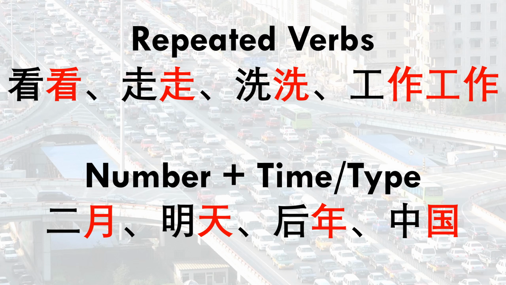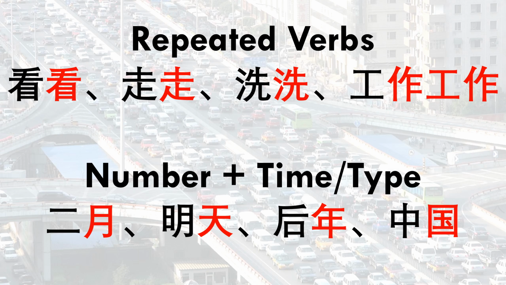So now let's look at repeated verbs. This is a grammatical construction in Chinese where if you repeat a verb, it means like you're doing it for a while. 看看, for instance, that's the first one. To read for a bit, 走走, to walk a little, 洗洗, to wash a bit. Take some time and, for instance, wash your hands, 洗洗手.